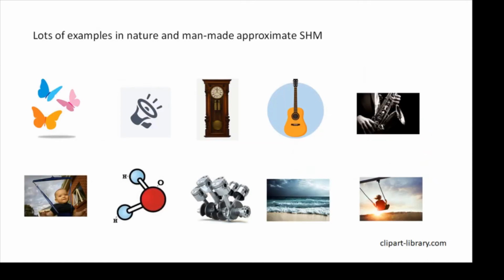There's lots of examples in nature of things which oscillate in a way which is very similar, approximately SHM, and lots of man-made things which oscillate with SHM as well. Just the flapping of a butterfly's wings, the cone of a loudspeaker, the pendulum inside a grandfather clock, the string on a musical instrument, etc. Lots of things oscillate with SHM or very, very close to SHM.